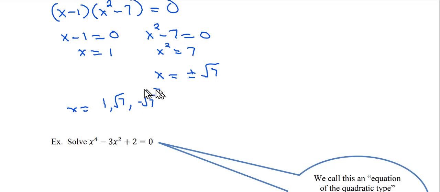X equals 1, x equals square root of 7, x equals negative square root of 7 are our three solutions for that cubic equation.